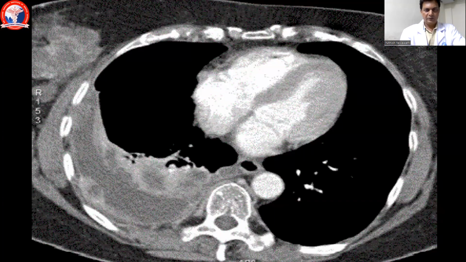And this is a contrast enhanced CT scan image, axial image. What we are seeing here is a large pleural effusion on the right side. The important thing to be noted here is the pleura. This is visceral pleura, parietal pleura. So both the pleuras are showing irregular enhancement, irregular thickening, as well as enhancement. So this goes in favor of malignancy.